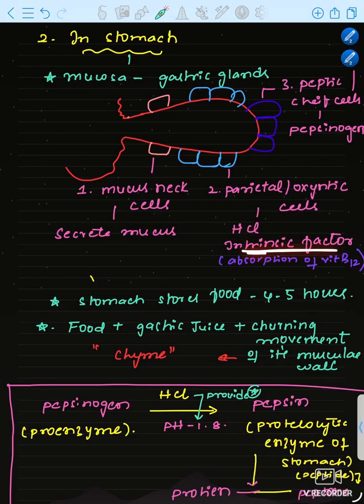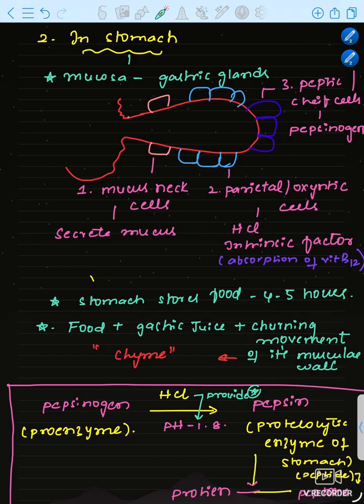Intrinsic factor helps in absorption of vitamin B12. Okay. And the last type is peptic and chief cell. In the name itself, peptic, pepsinogen is released. Pepsinogen is a proenzyme. It is not an active enzyme, it is an inactive enzyme.